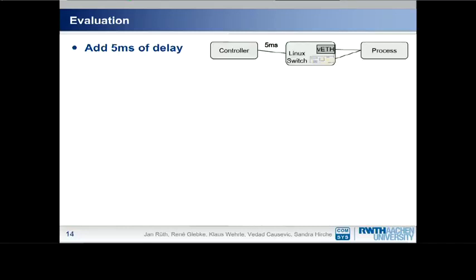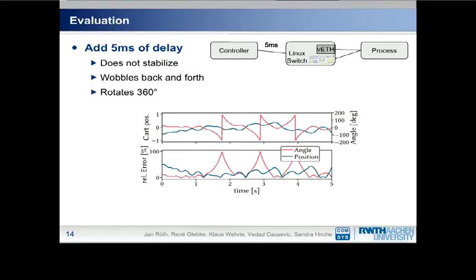Things change a bit if we add just 5 milliseconds of round trip time. This is what happens. In the beginning, you can see that the cart moves forward and backwards. It starts wobbling around, and after roughly 1.5 seconds, you can see it loses control over that thing.